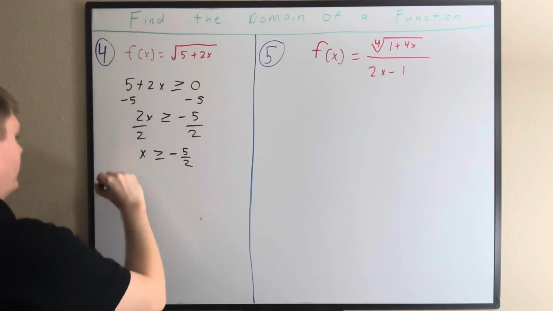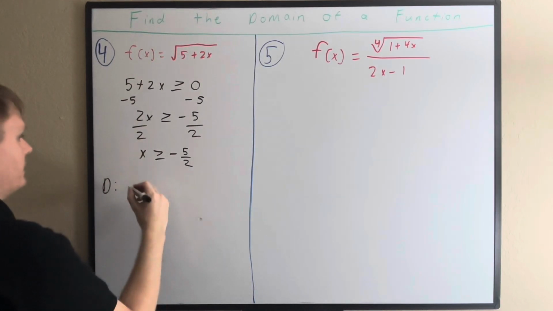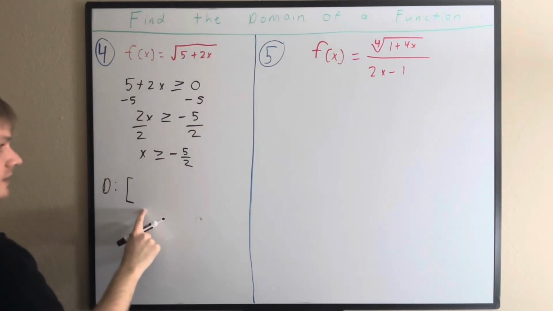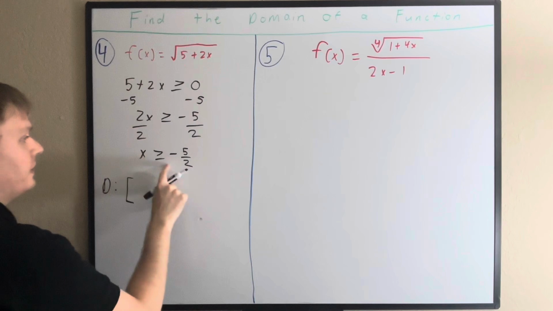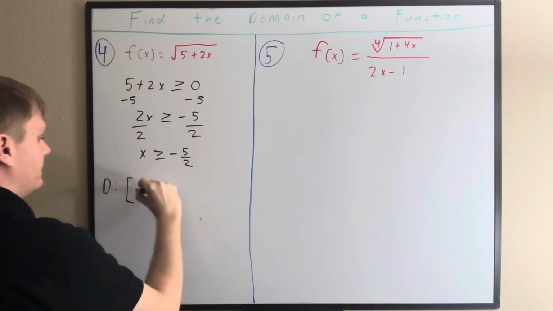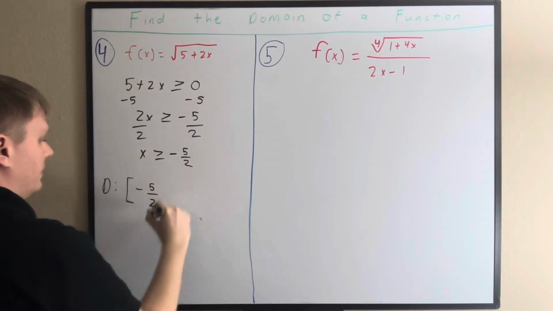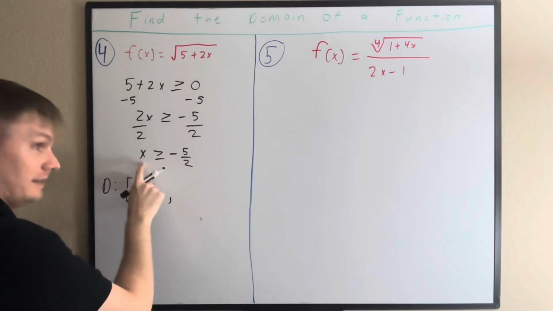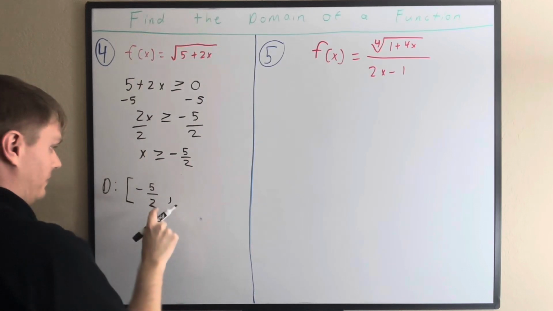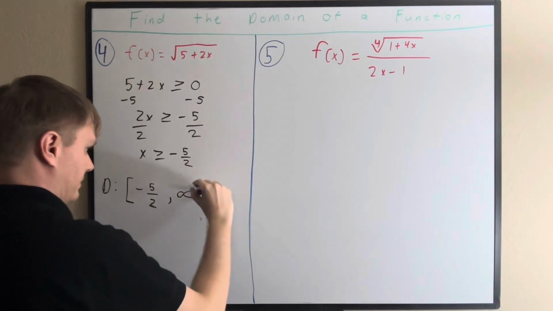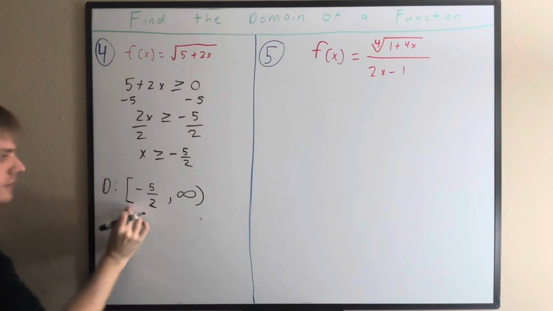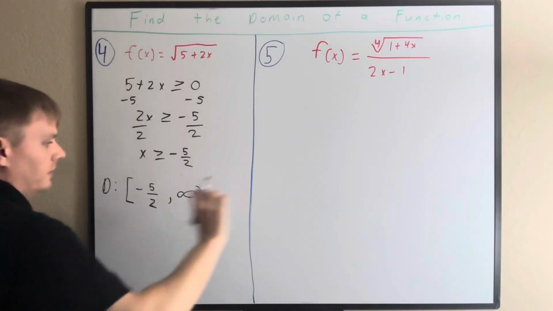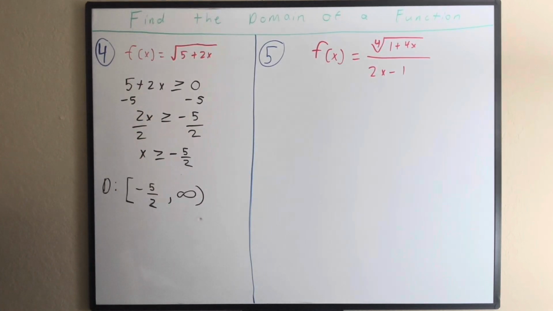Are we done? No, we got to write this in interval notation, starting with the lowest number. Now we use brackets because we're using interval notation, right? And we're including the negative 5 halves. And that's our lowest number, right? Because x, our domain, x, is greater than or equal to negative 5 halves. So we start at negative 5 halves and we go to the right forever. The positive direction, getting greater and greater.